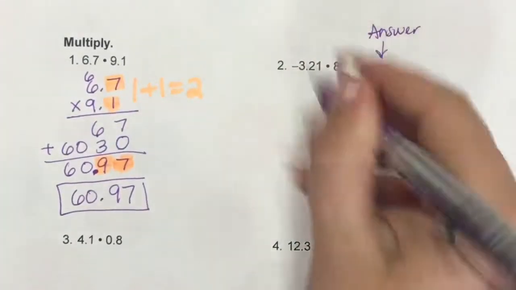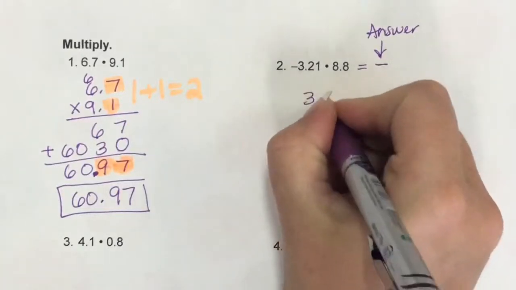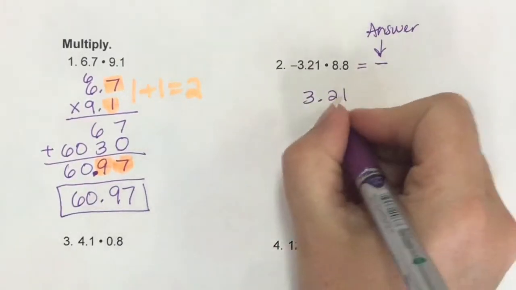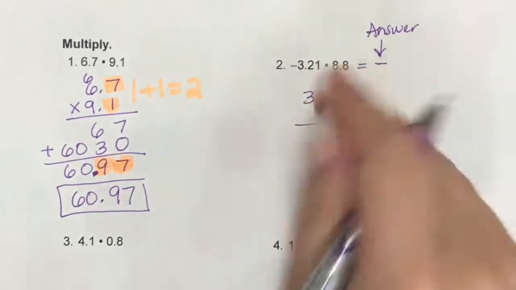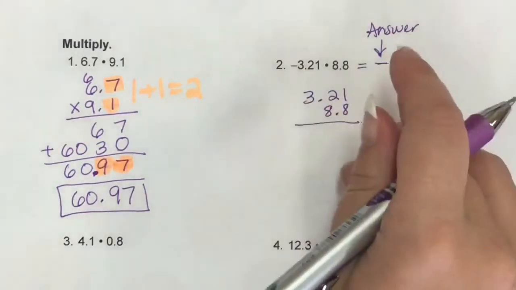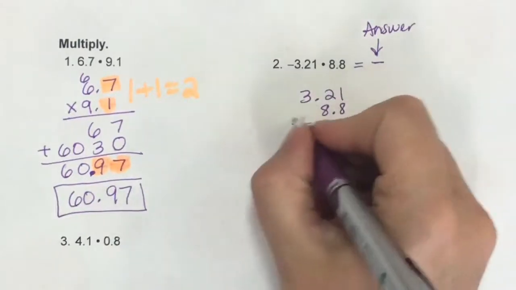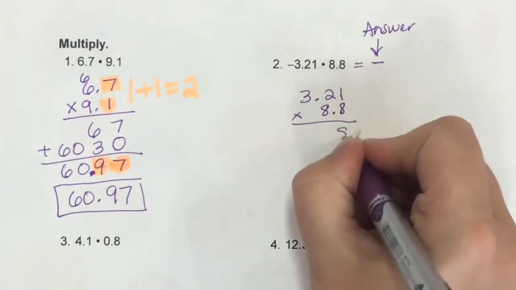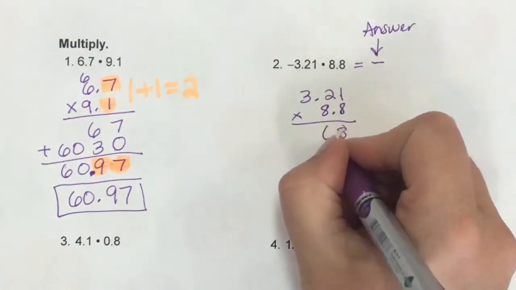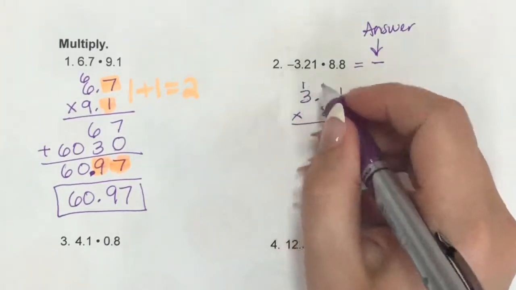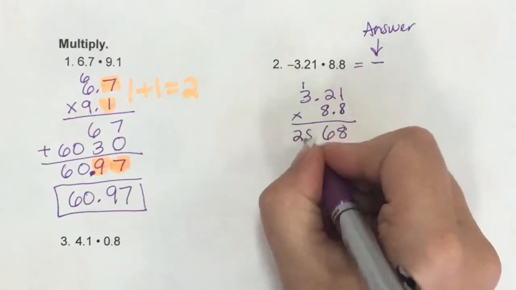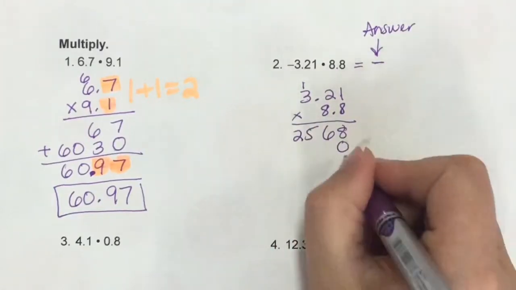So let's just go ahead. We're going to write down the numbers. So 3.21 and then 8.8. I'm not worried about the decimals. I'm writing them, but I'm not worried about them. So I'm just going to do the regular multiplication. So 8 times 1 is 8. 8 times 2 is 16. Carry the 1. 8 times 3 is 24. Plus 1 is 25. Now I'm in the tens place. Got to write a 0 down.